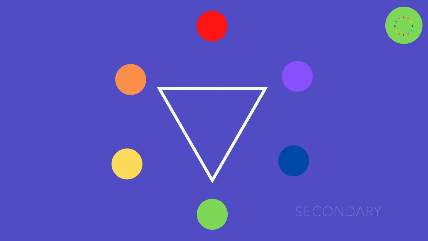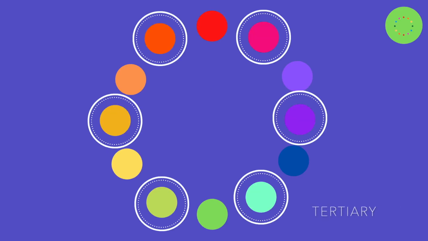The secondary colors are called secondary because we use our primary colors to make our secondary colors. And these secondary colors are purple, green, and orange. We mix red and blue together to create our purple, yellow and blue together to create green, and yellow and red together to create orange. Tertiary colors are made by mixing our primary and our secondary colors together.